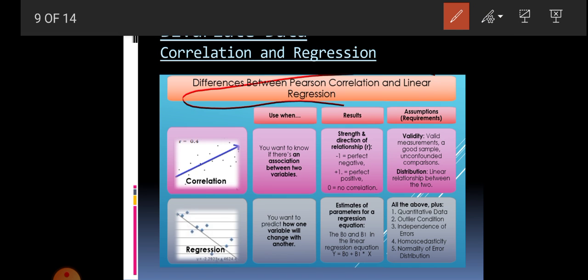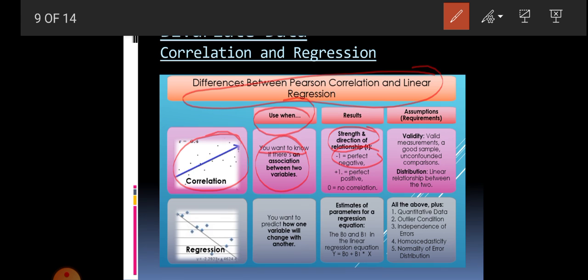Differences between correlation and regression. What is correlation? This is a part of bivariate data. With the help of this diagram, I am explaining correlation. When you want to know whether there is an association between two variables, you use correlation. Sometimes your correlation value is 0, and this 0 shows that there is no correlation. It shows the strength and direction of the relationship. If it is minus 1, it is perfect negative.